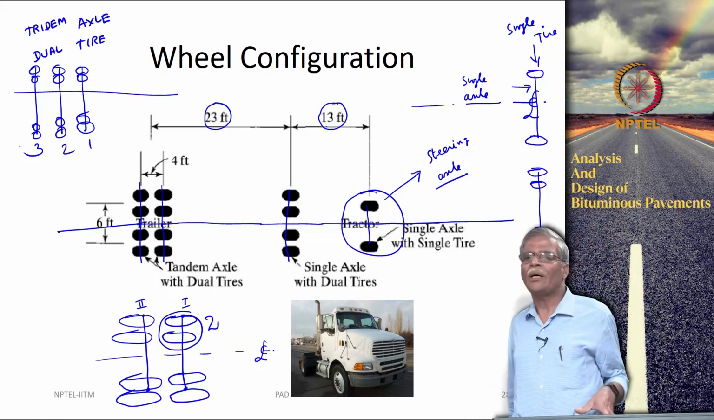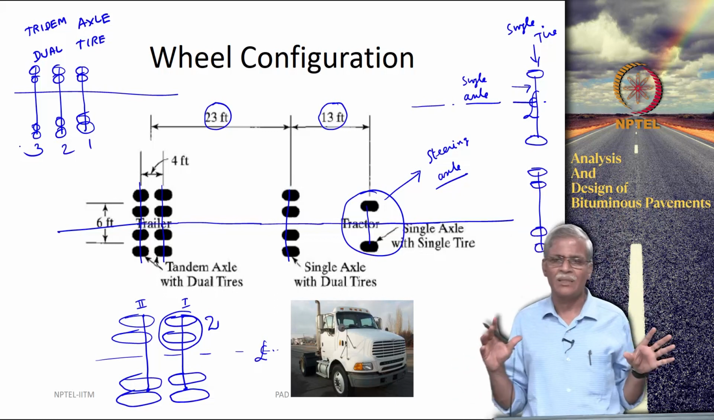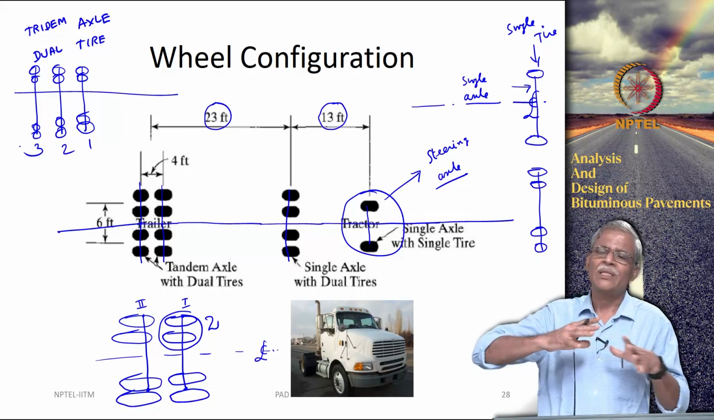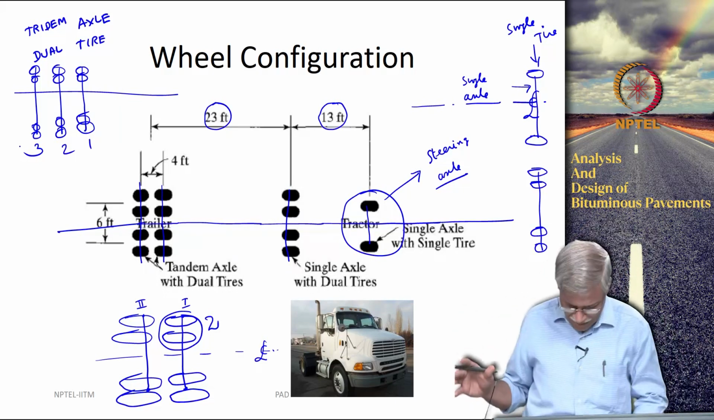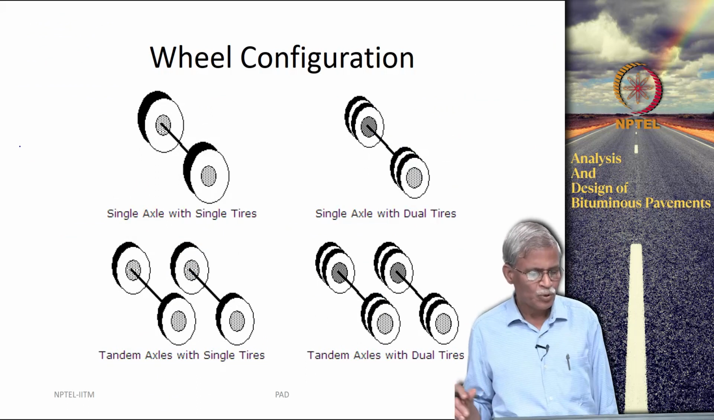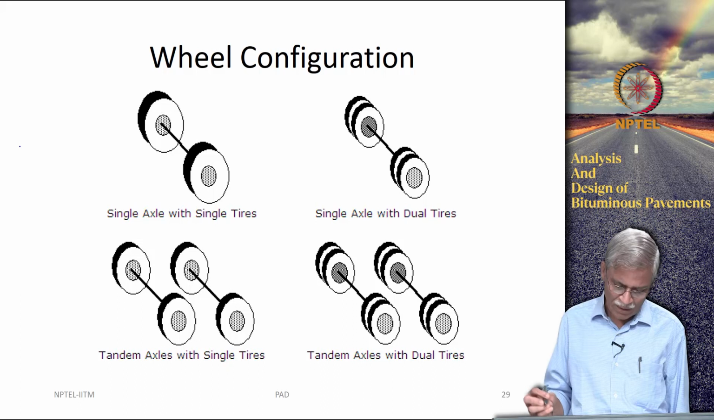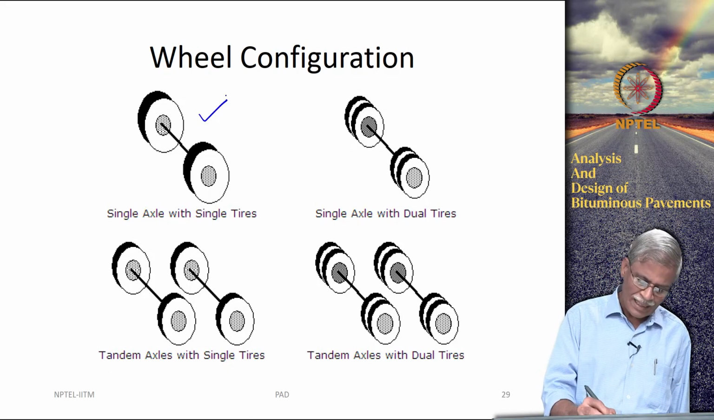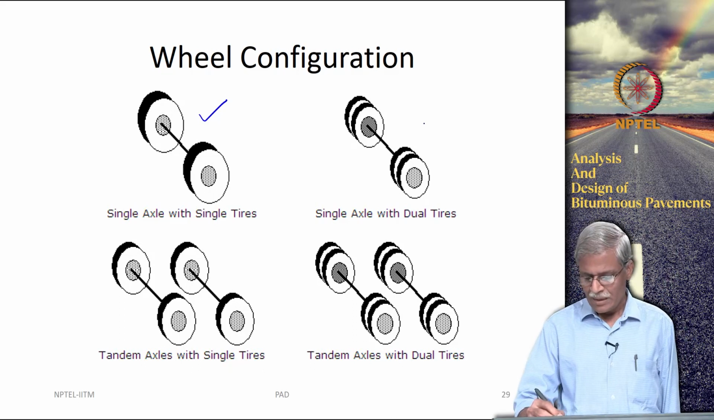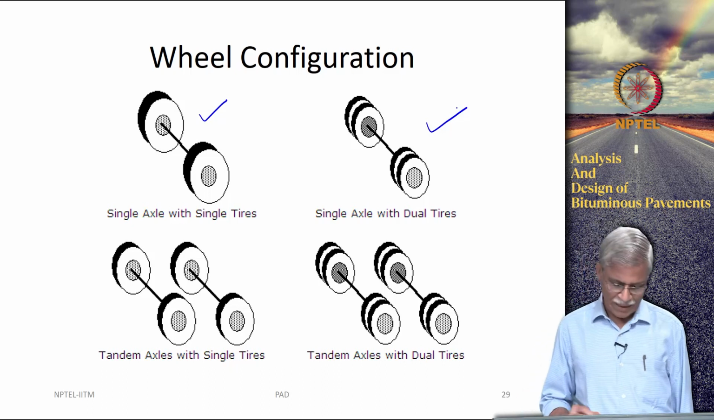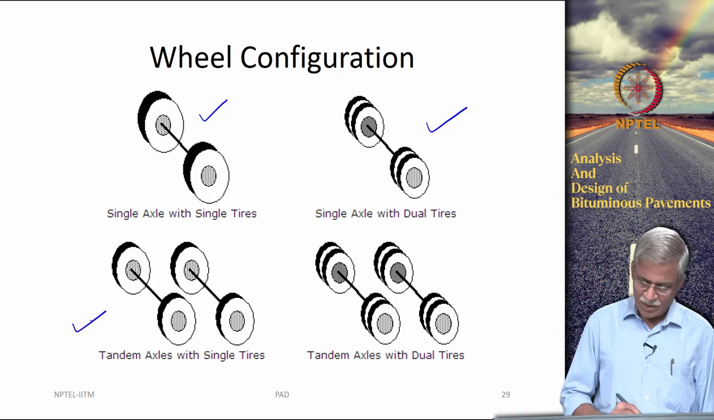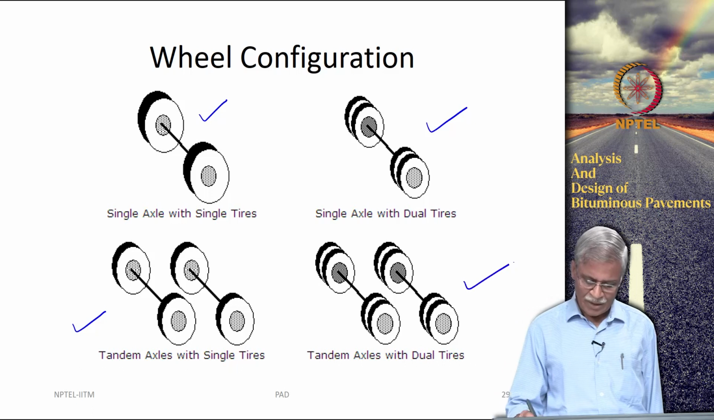A typical truck's chassis is basically built with this kind of axle configuration. To give you a brief perspective, we have a single axle with a single tire, single axle with a dual tire, tandem axle with a single tire, and tandem axle with a dual tire.